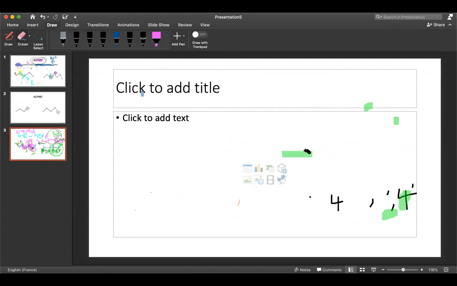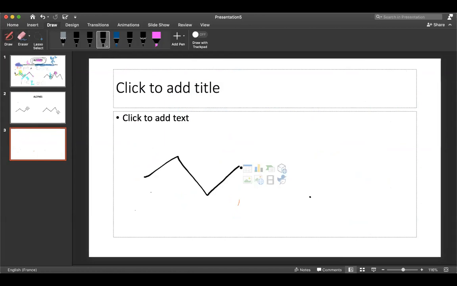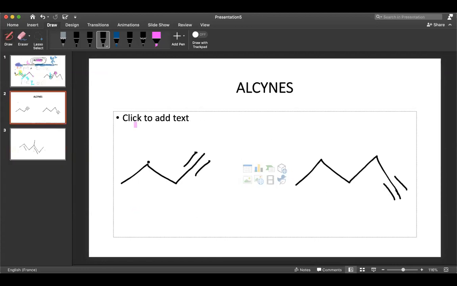For this one, I'll draw it again. How many carbon atoms? 1, 2, 3, 4, 5. It had 6, eh? Like that. The same rules we applied for this organic compound will be the same we are going to apply for this one.